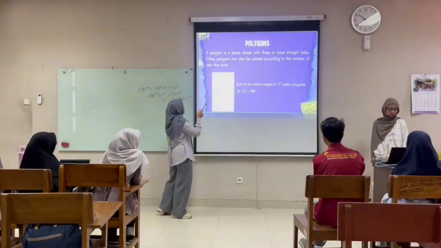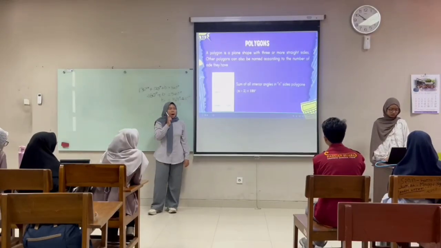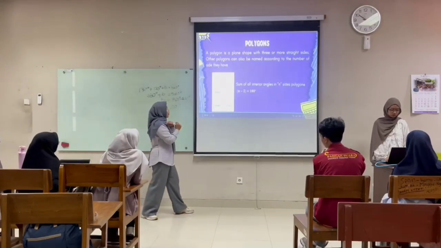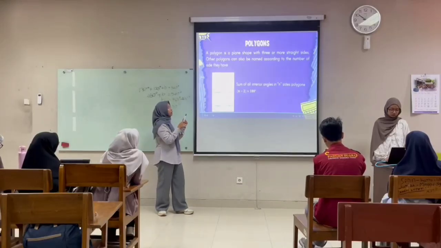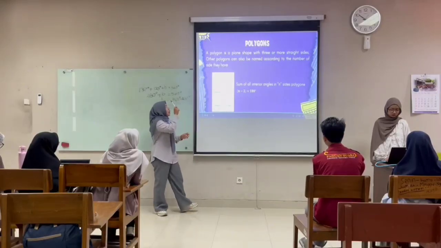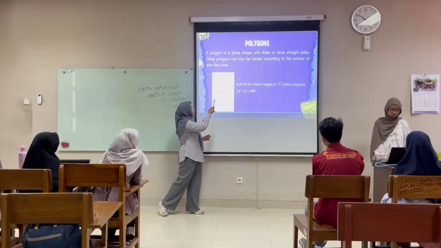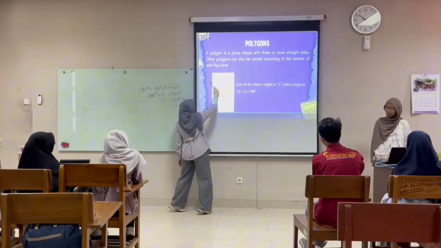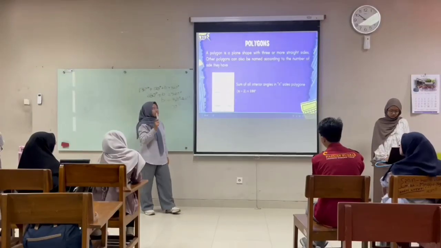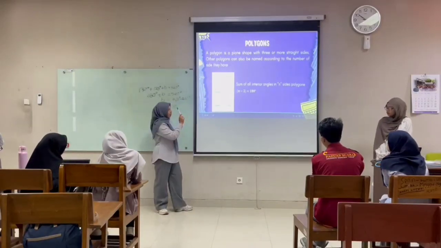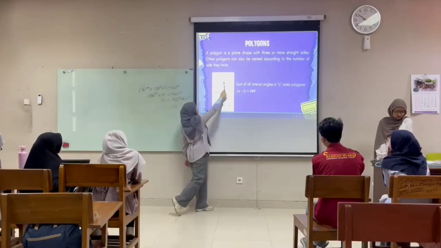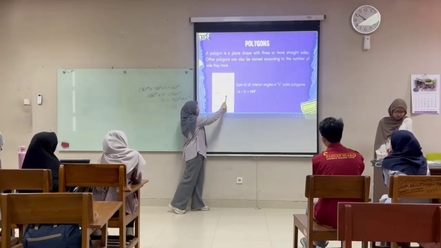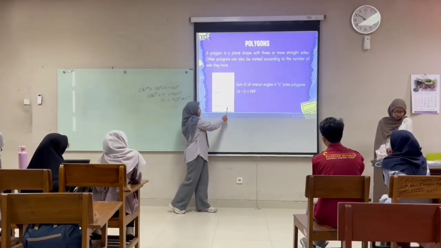The next material is polygon. Does anyone know what a polygon is? No. Okay, a polygon is a plane shape with three or more straight sides. Polygons can also be named according to the number of sides they have. Okay, look at this. This is a pentagon. How many sides? 5. Okay, good job. Hexagon? 6. Heptagon? Octagon? Nonagon? Decagon?